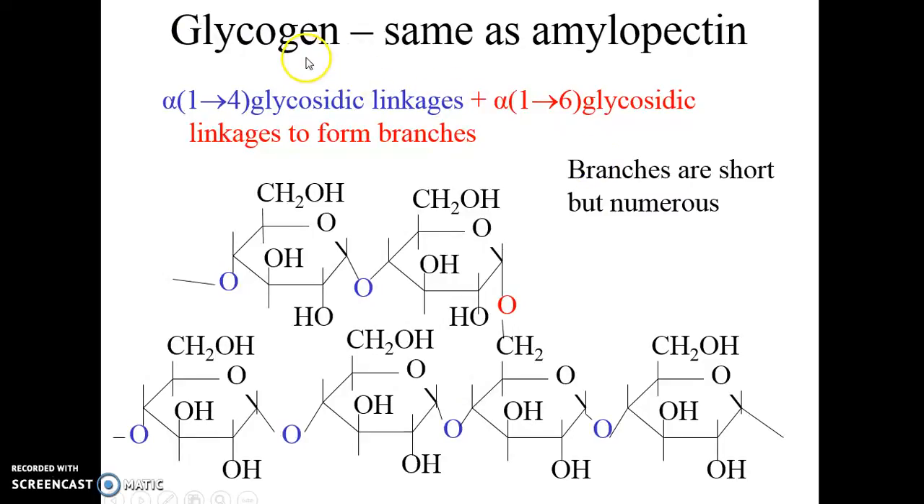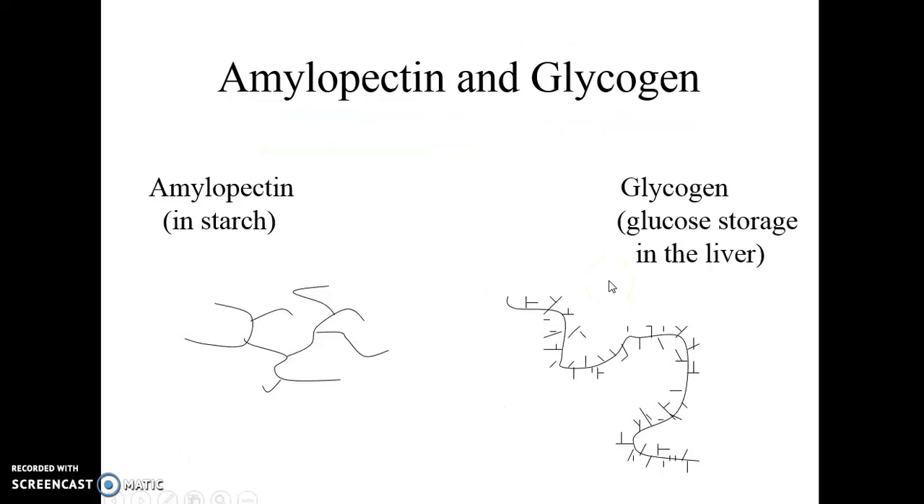Glycogen is something called animal starch, and this is the starch that is stored in your liver. It is just like amylopectin, but the lengths of the branches and the numbers of branches are different. It's still alpha 1,4 linkage in the main chains and the alpha 1,6 connecting the branches, but instead of having few branches, it has many, many, many branches, and they're really short instead of being long.